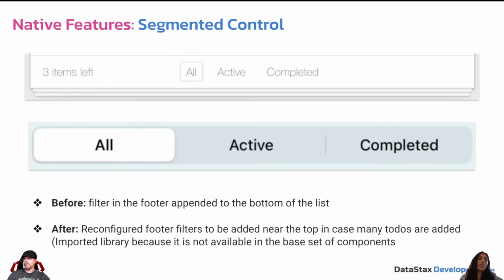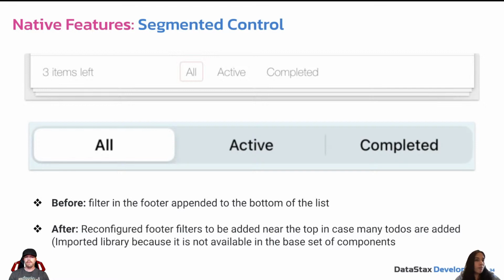Another feature that we added is, in the original app, we had a filter at the bottom of the to-do list. Well, the only challenge with that on mobile is, let's say you add too many to-do items. Now the filter has gone past the end of the page and you don't even actually know that the filter's there. So we decided to add a segmented control instead.